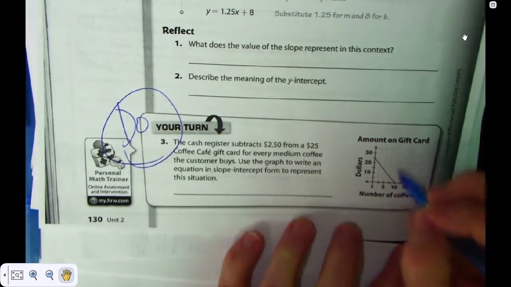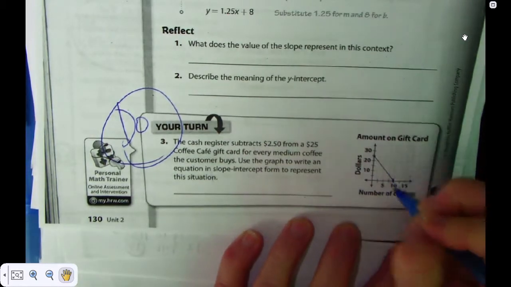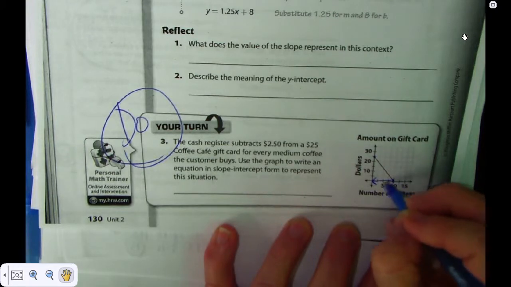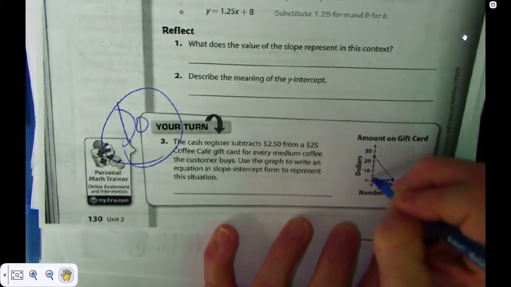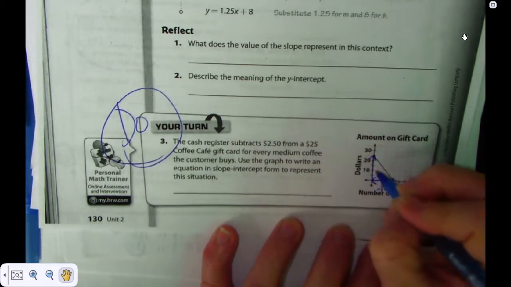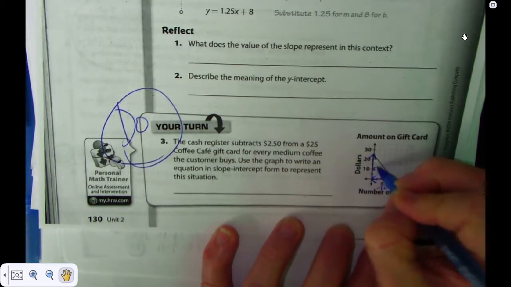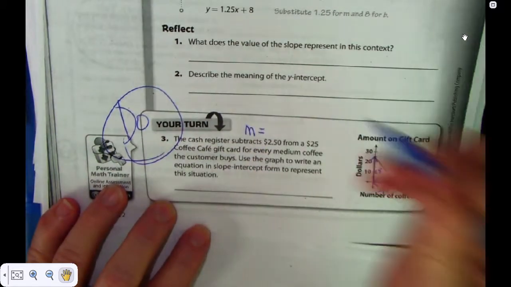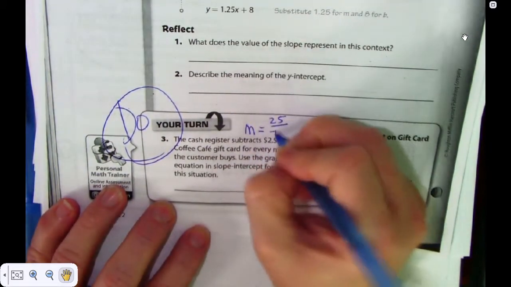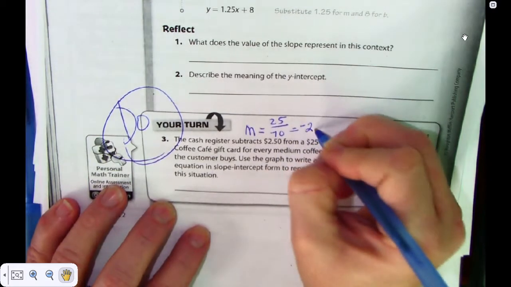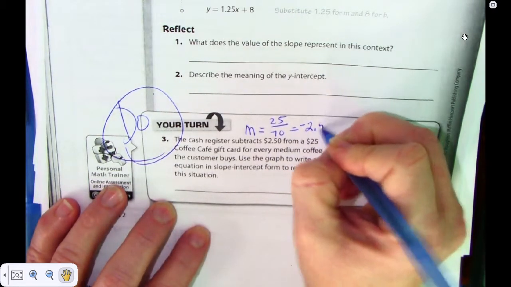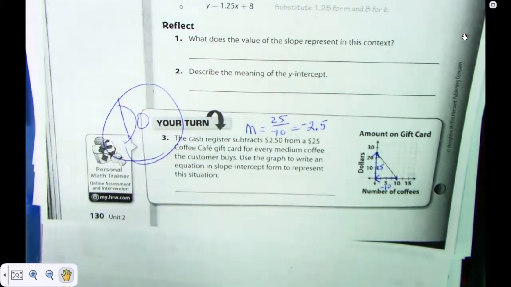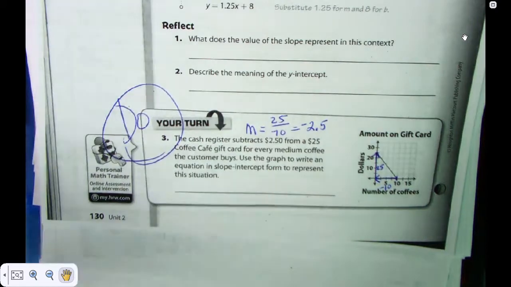Okay? I'm going to pick these 2 points right there. I'm going to the left, how many? 10. That's negative 10. You may have done something different. Let's do mine. And that's going up 25. So to get the slope, you're going to go 25 over negative 10, which is negative 2.5. And the reason I'm going to do that is because what does the slope represent? What does the slope represent?